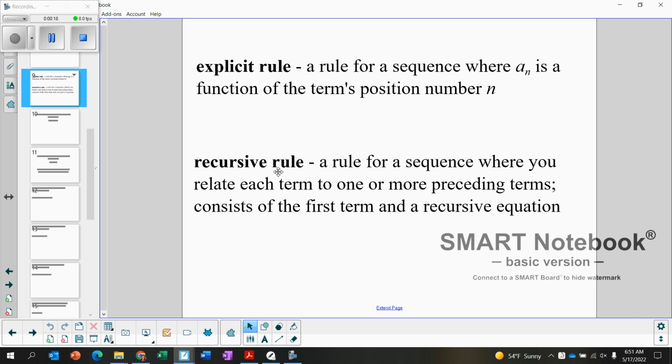But a recursive rule is a rule for a sequence where you relate each term to one or more preceding terms. All right, so in order to write a recursive rule, we need to write what the first term is and then a recursive equation for how to get to the next term.